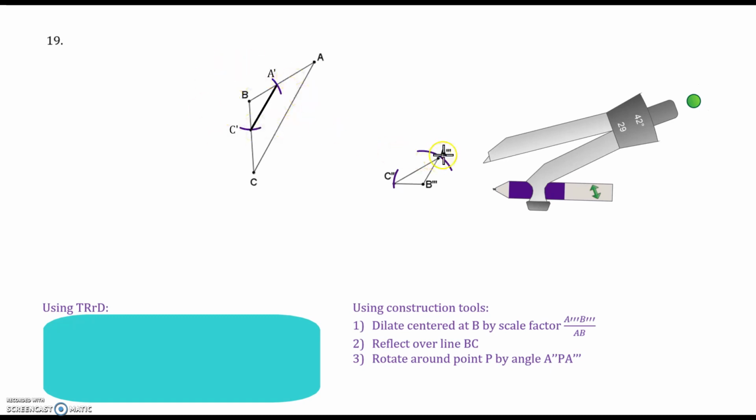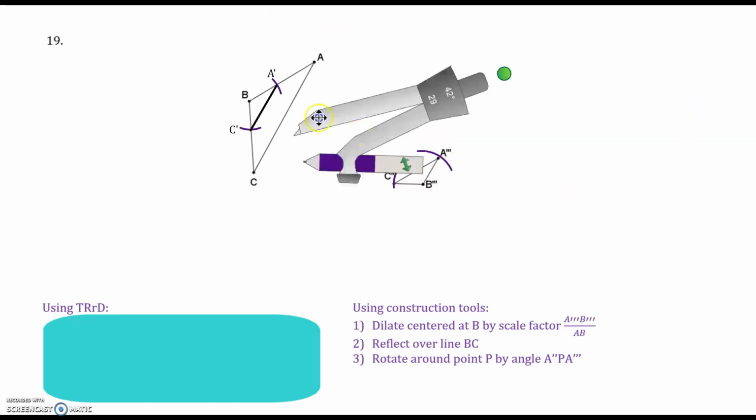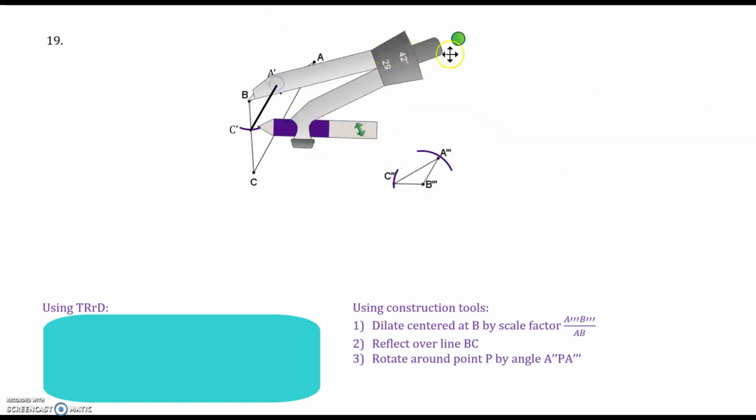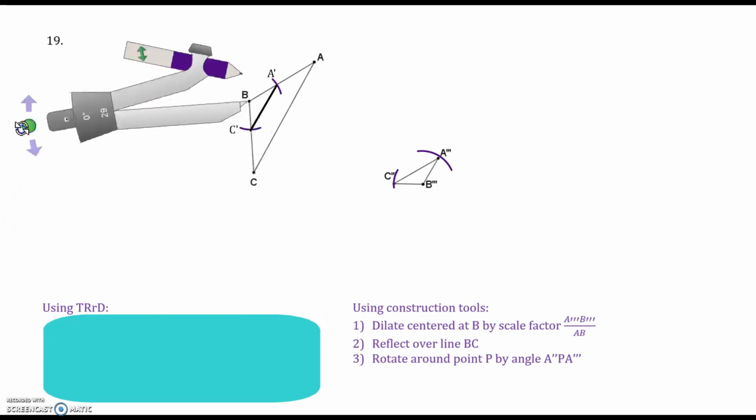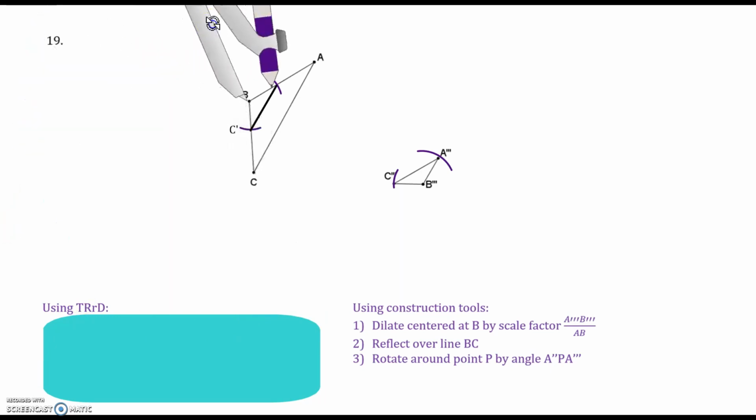Next, we'll check orientation. ABC is counterclockwise, A'B'C' is clockwise, so we do have to do a reflection. I'm going to pick BC because I want to pick a line that uses the same center as before. So I'm going to flip point A over BC. Since B and C are both on that line, they're going to remain fixed, and I don't have to actually do any work with them.